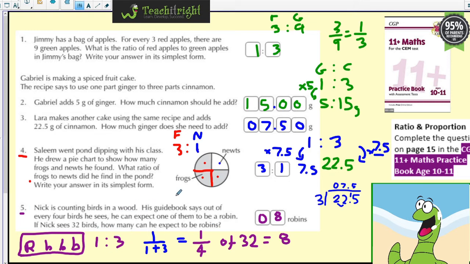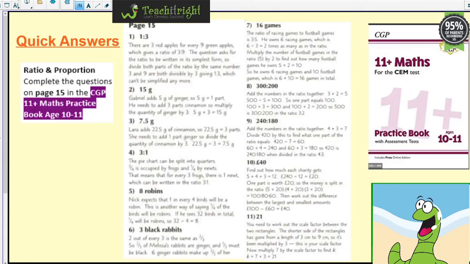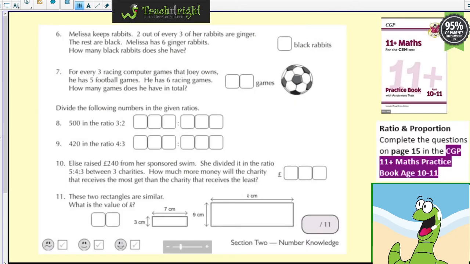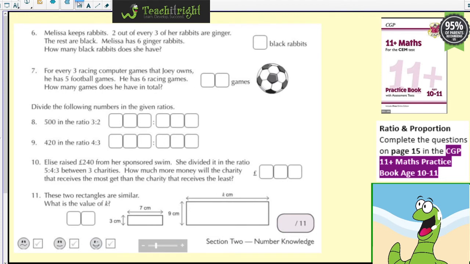So number 5, interesting question, more proportion than anything else, but well worth understanding. If you look there, number 5, 8 robins. Number 6, Melissa keeps rabbits. 2 out of every 3 rabbits are ginger. The rest are black. Melissa has 6 ginger rabbits. How many black rabbits does she have?